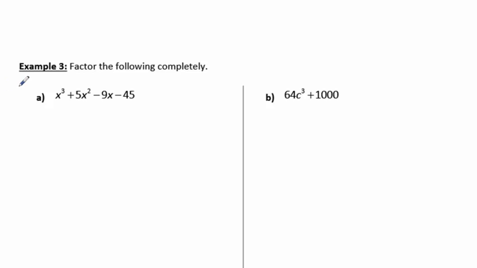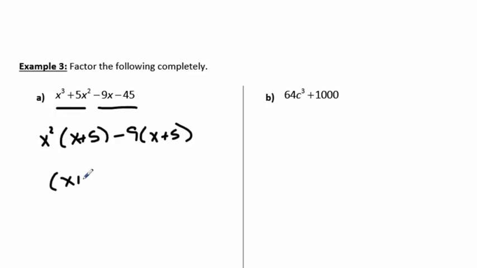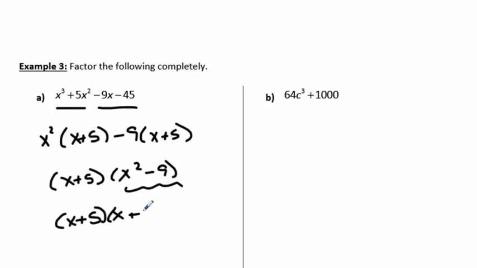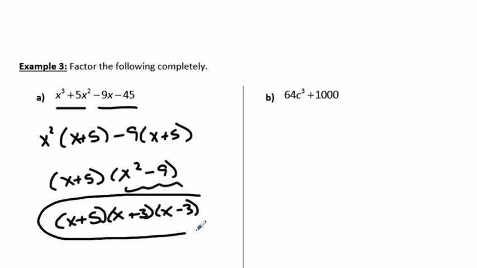Example 3, we're going to factor completely. Part A has 4 terms, so the only way to factor it is by grouping. If I factor that by grouping, I can take out an x squared and be left with x plus 5. The second two terms can both be divided by negative 9. If you divide out negative 9, you're left with x plus 5. X plus 5 is in common, so you're going to have x plus 5 times x squared minus 9. Now this is not yet completely factored, since x squared minus 9 is a difference of squares. So we're going to have x plus 5 times x plus 3 times x minus 3. A difference of squares will factor into binomial conjugates.